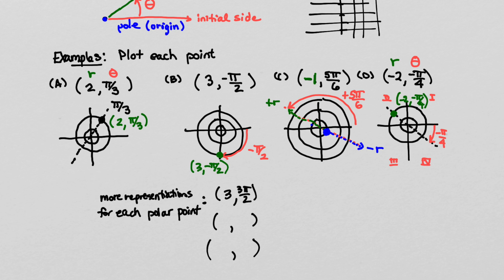3 comma 5 pi over 2. Go all the way around 2 pi and add another pi. Oh, wait. Negative 5 pi over 2. 3 comma negative 5 pi over 2. I like it because we go all the way around the circle, negative 4 pi over 2, and then another negative pi over 2, negative 5 pi over 2. Or 3 comma 7 pi over 2, right?